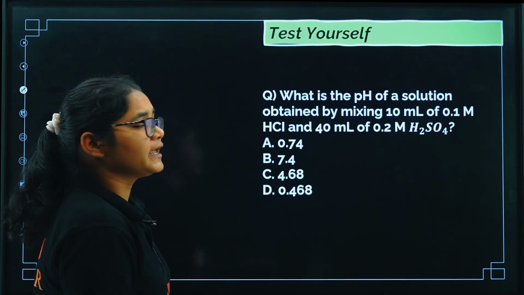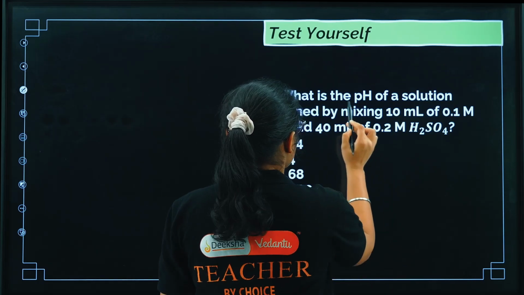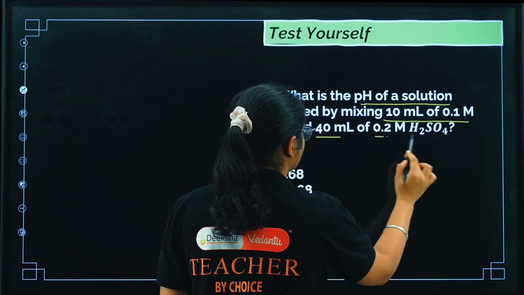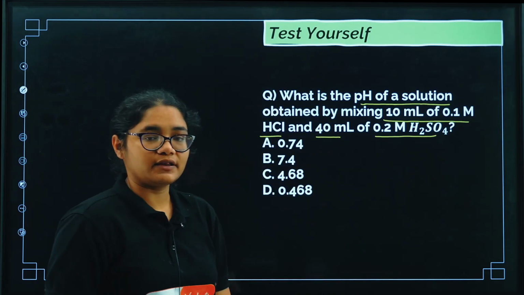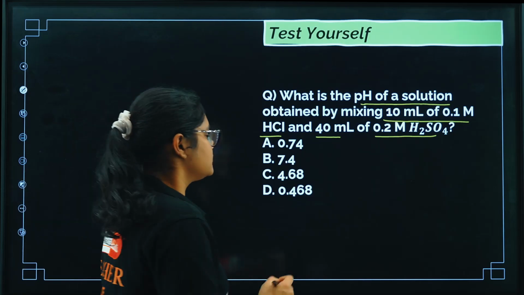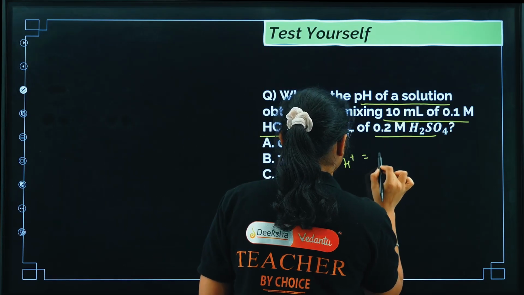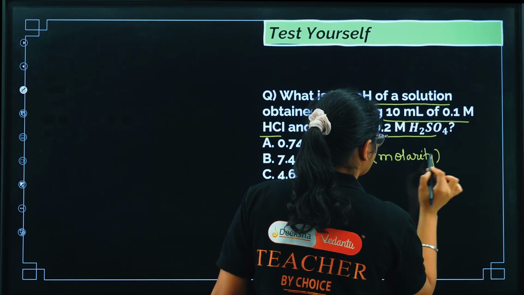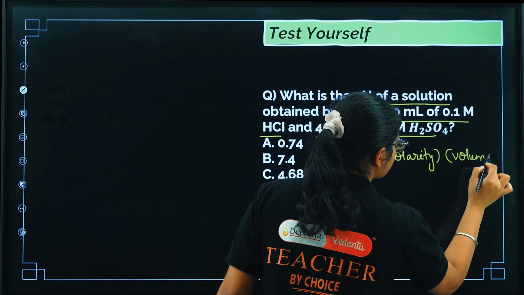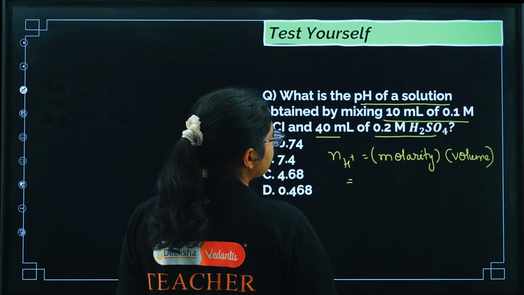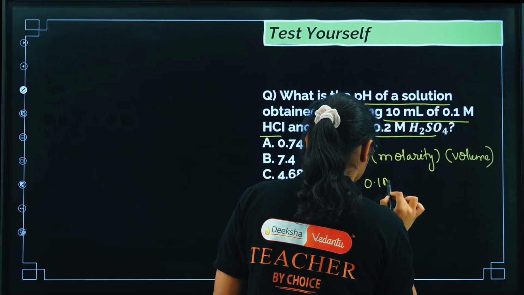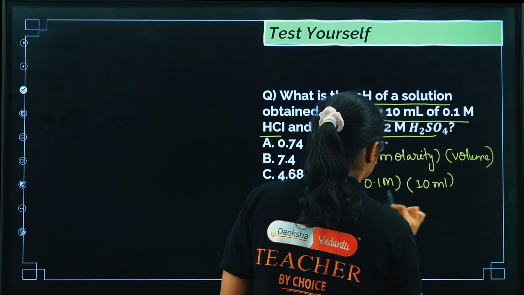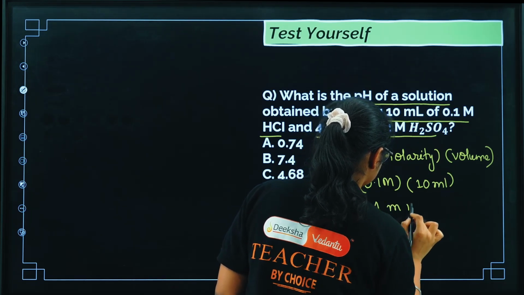So here was a question that I gave you from the equilibrium chapter, the last homework question. What is the pH of a solution obtained by mixing 10 ml of 0.1 M HCl and 40 ml of 0.2 M H2SO4? So here I also gave you a hint to calculate the number of moles first, right? So number of moles is equal to molarity into volume. Now what is the molarity here? 0.1 M, and we have 10 ml, so that is 1 millimole.